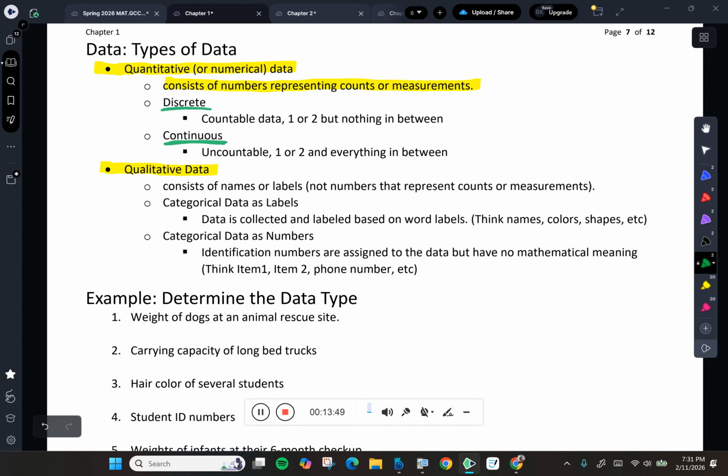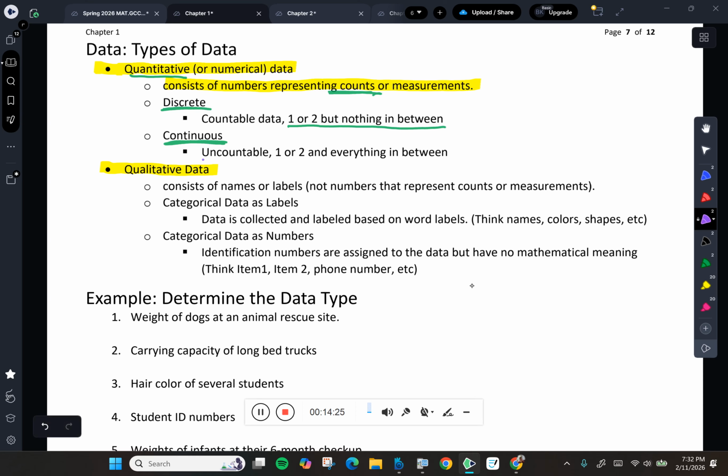Discrete data is countable data. It's the one or the two, but nothing in between. So if we were gathering data on the number of televisions that you have in your house, well, you could have one TV or you could have two TVs, but you can't have 1.5 TVs. So it would be quantitative data because it's counting things, but it would be discrete quantitative data because it has to be that whole number, those countable counting numbers.